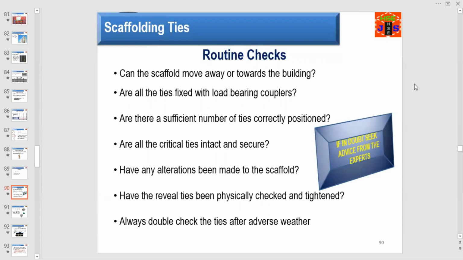Let us discuss what to do in routine checks of scaffolding ties. Can the scaffold move away or towards the building? Are all the ties fixed with load-bearing couplers? Are there a sufficient number of ties correctly positioned? Are all the critical ties intact and secure? Have any alterations been made to the scaffold? Have the revealed ties been physically checked and tightened? Always double check the ties after adverse weather conditions. If you are in doubt, seek advice from the experts, the scaffolding supervisor or the scaffolding engineer.